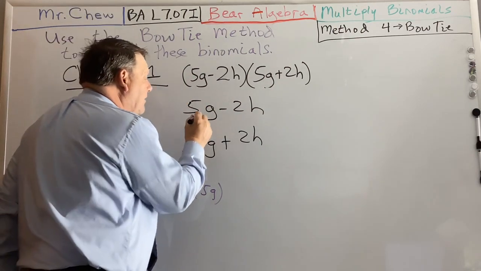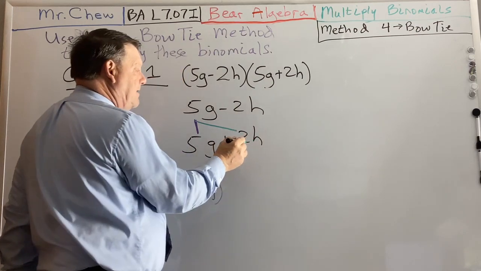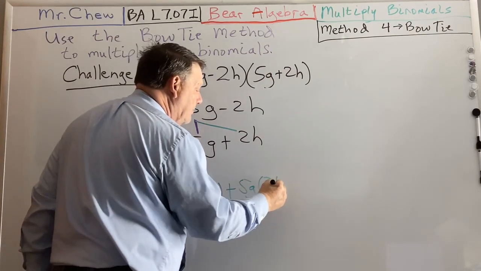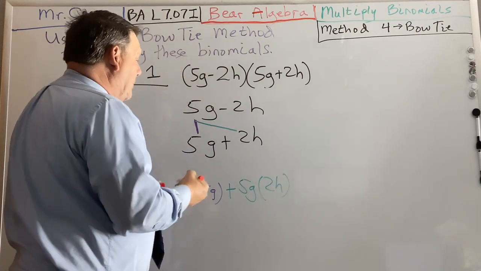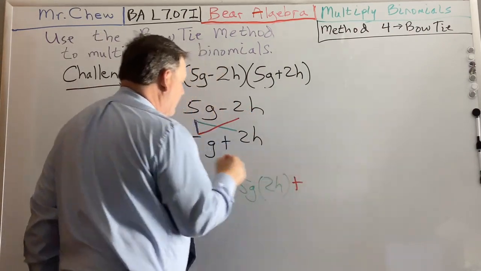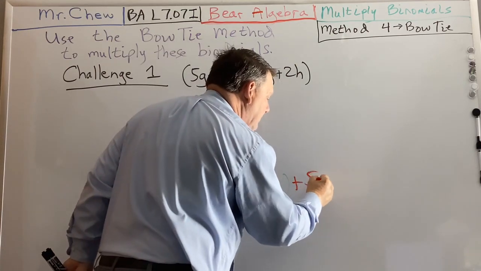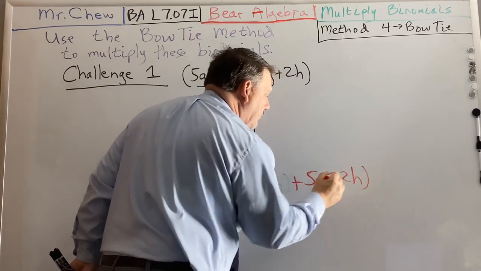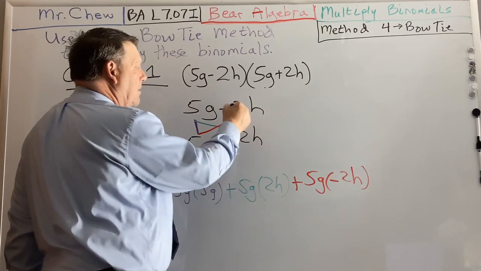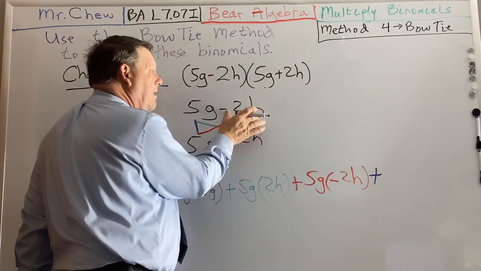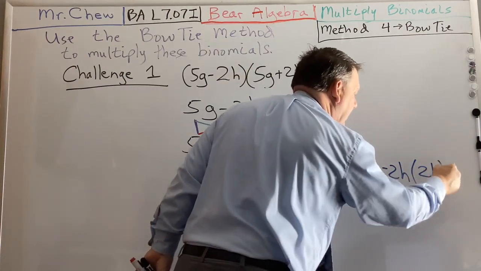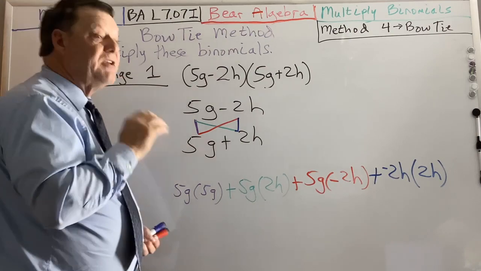Now I'm going to multiply the first term in the first one times the second term in the second one. So I write that down, 5g times 2h. Now I multiply the first term of the second one times the second term of the first one, so it's 5g times negative 2h. And then the last part of the bow tie: negative 2h, the second term of the first binomial, times 2h, the second term of the second binomial.